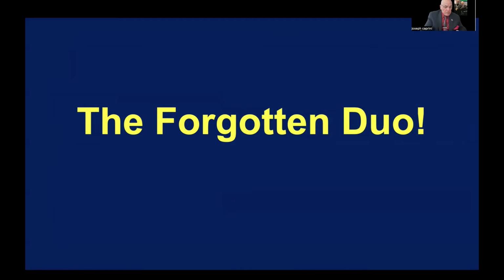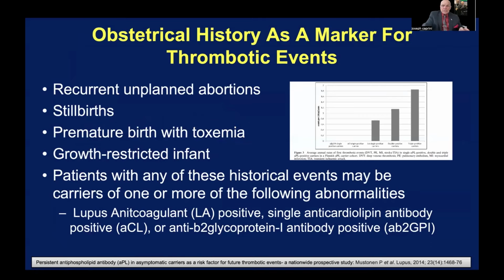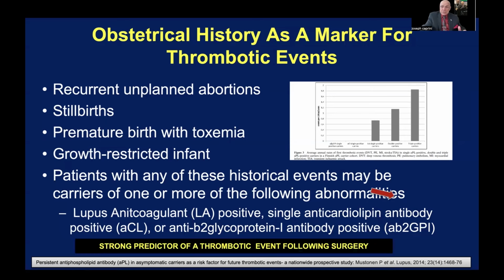They're very, very important. Number 1 is obstetrical history. Patients who have recurrent unplanned abortion, stillbirths, premature birth with toxemia, or a growth-restricted infant. Any of these historical events may signal that the patient is carrying an antiphospholipid antibody, which is lupus anticoagulant, anticardiolipin antibody, or beta-2 glycoprotein. If all 3 of these are present, the incidence of venous thrombosis is very high.